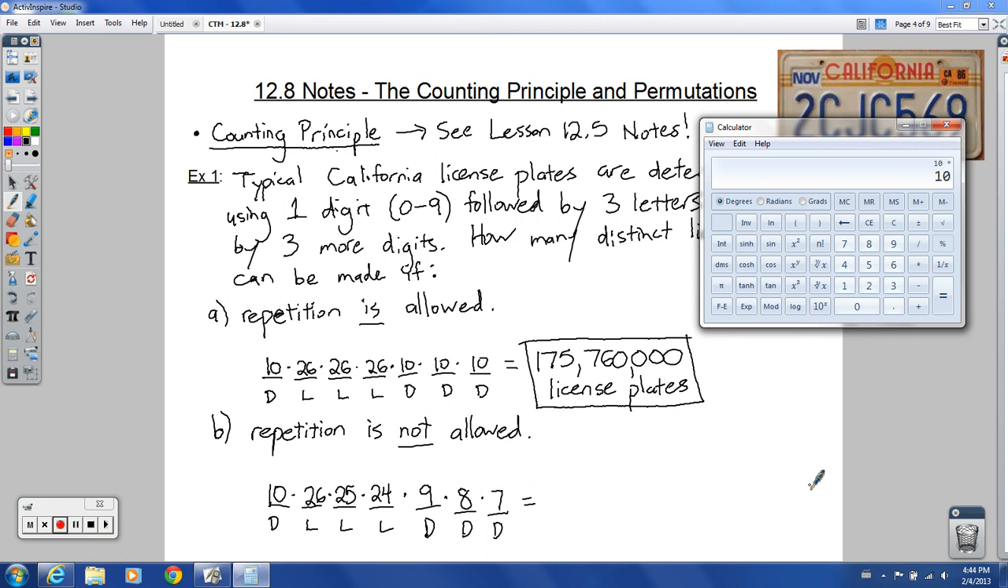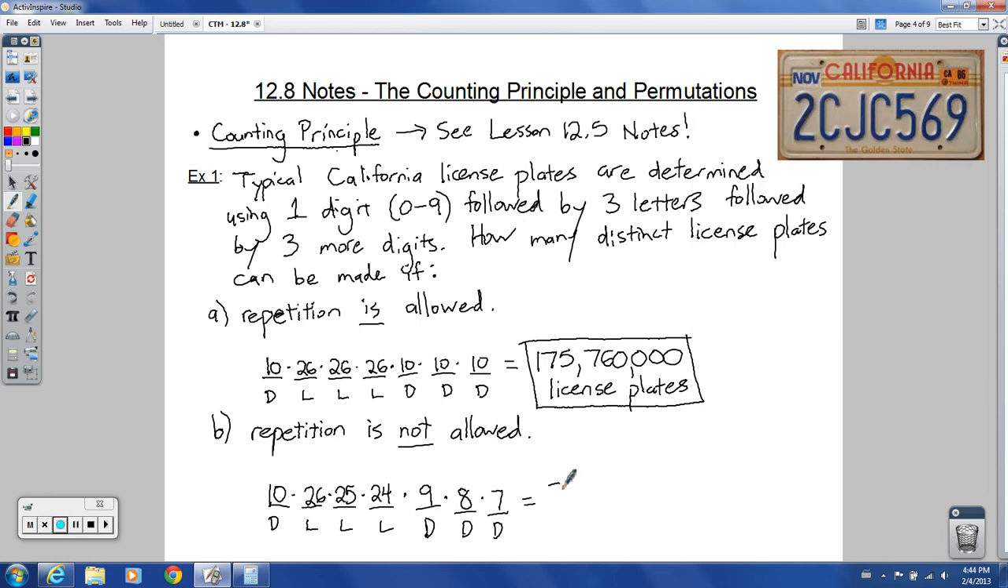Anyway, 10 times 26 times 25 times 24 times 9 times 8 times 7 is going to give me that. Did I get them all? Yep, looks like I got them all. So 78,624,000. 78,624,000 license plates. So still quite a few, but considerably less without repetition.